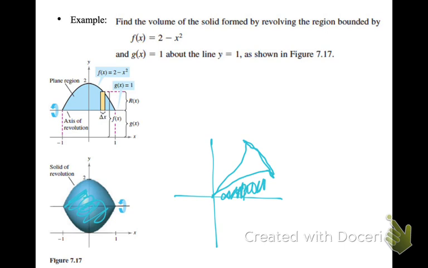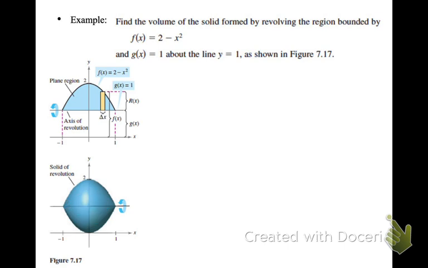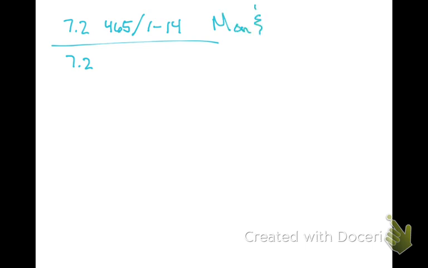Okay, so yesterday your homework, and I did post it in classroom, was 7.2, page 465, 1 through 14. And today it's 7.2 too. I think I said Monday and Tuesday in classroom. So today, I know it's Tuesday, but we need some washers.